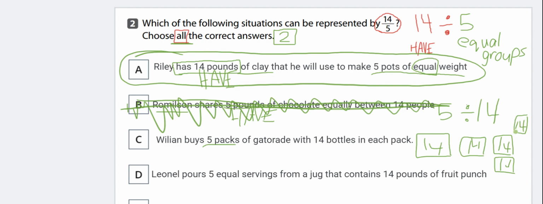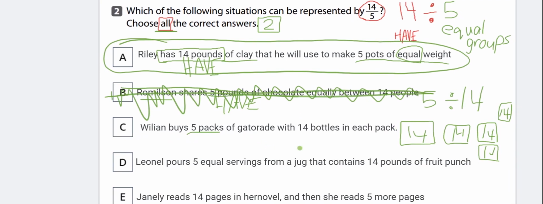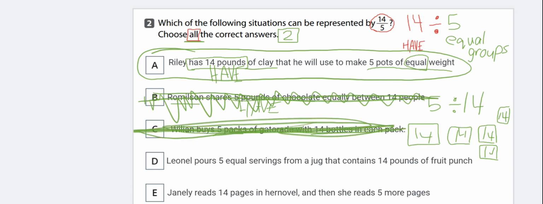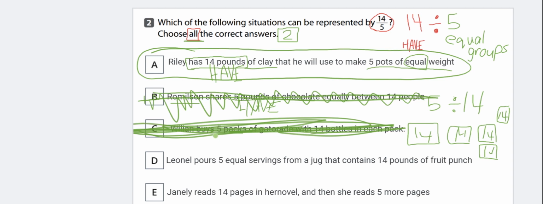If he has 14, 1, 2, 3, 4, 5 times, what operation do you think we would have to do to find the total amount of bottles that he has? That's right. I would need to multiply 14 times 5 because I have 5 groups of 14. Does this problem want me to do 14 times 5? No, it does not. So I'm going to cross this out because this one wanted me to multiply, which I did not want to do.